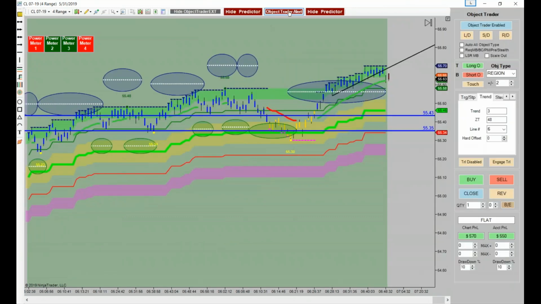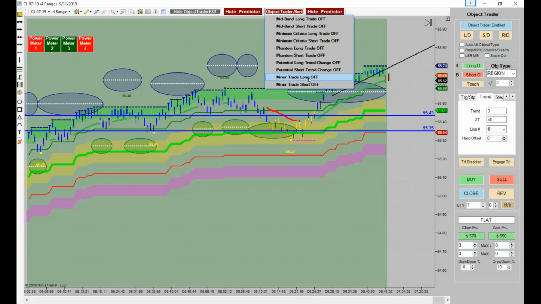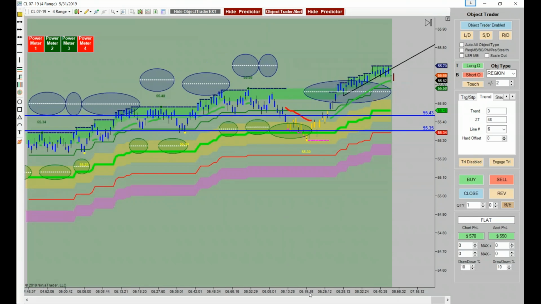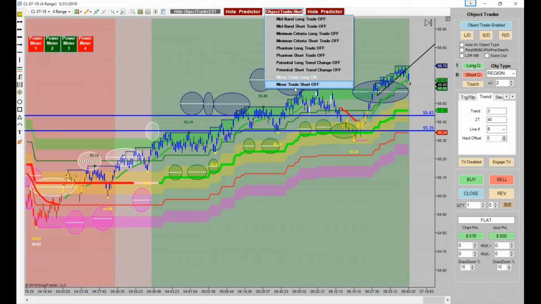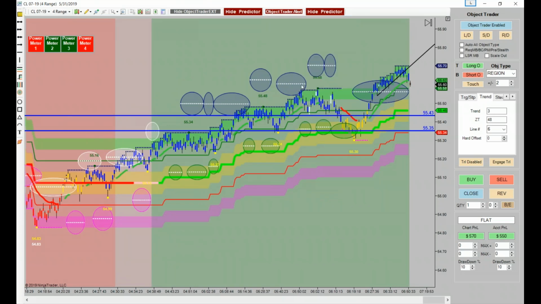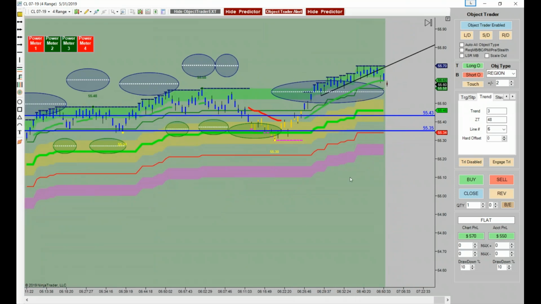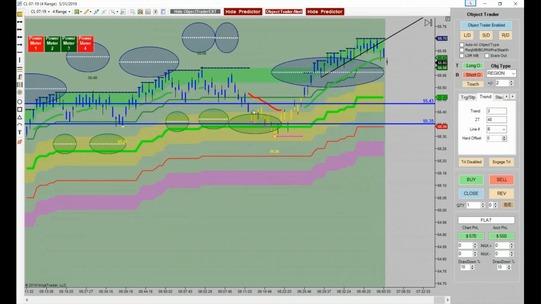Let's go with Alt key off and let's turn this on. Oop, not that one. This one. Minimum criteria. Not minimum criteria. I don't want that. I want this one here. Minor trade long on, minor trade short on. See what that does. Okay, there's your short right there. Not shorting, I mean, but it's actually the black bar instead.